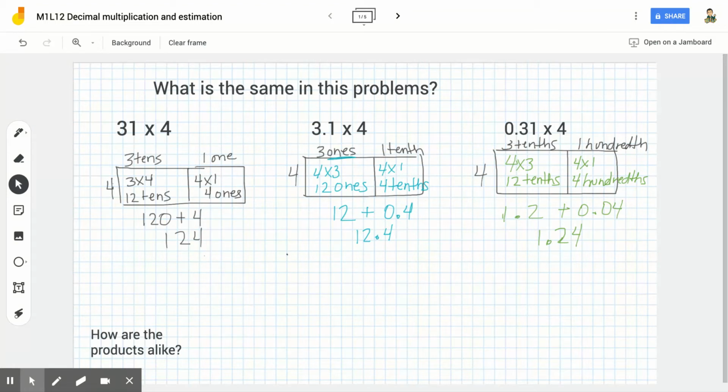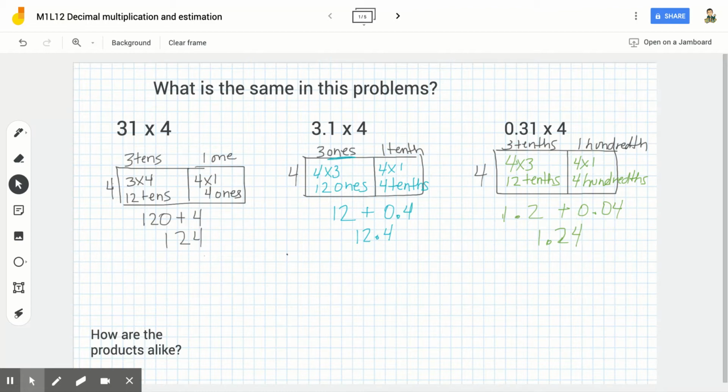Okay, so what do we notice between all three? The factors have the same digits, but notice the decimal has changed. Notice the decimal in the factor is reflected in the product. This one has one digit after the decimal, the tenths. This one has two digits after the decimal, so therefore the answer has two digits after the decimal.